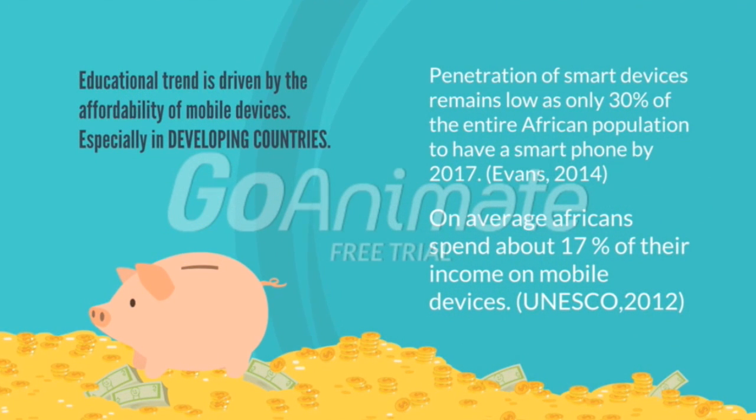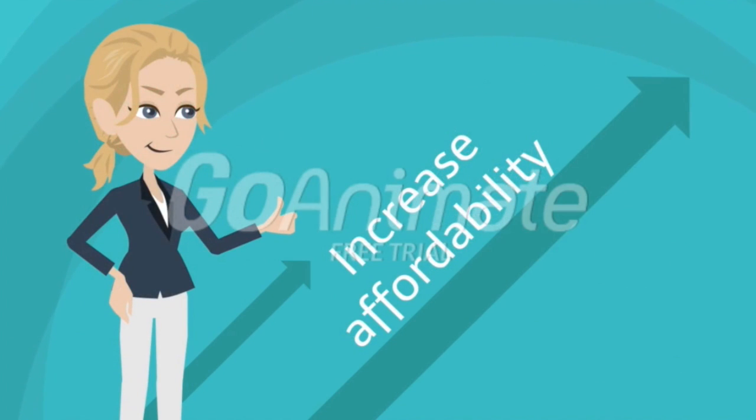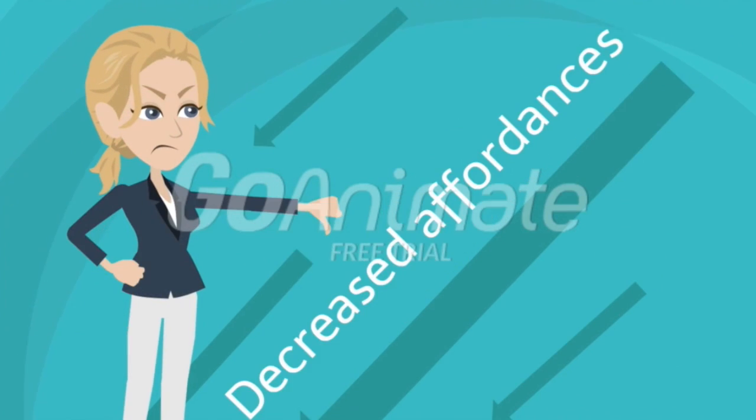Though the affordability of mobile devices is increasing overall, in developing countries such as Africa, the penetration of smart devices remained low, as only 30% of the entire African population is predicted to have a smartphone by 2017. This is due to the fact that smart devices remain relatively unaffordable to the majority of the African population, with the average African spending 17% of their earnings on mobile devices. Thus, educational-wise, the most common form of mobile device used happens to be the feature phone, which is more affordable. However, users must compensate in the case of affordance in terms of how sophisticated the device may be.